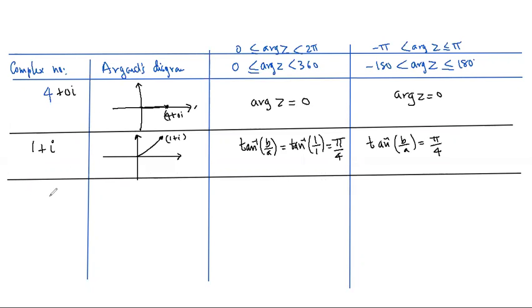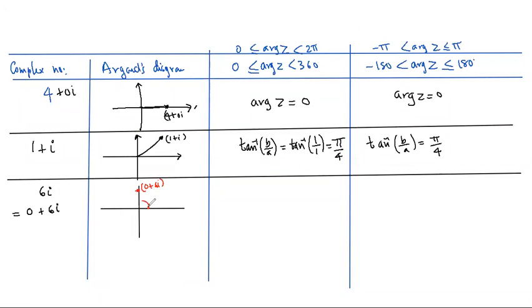Next number is 6i. I explained this to you yesterday also. 6i means 0 plus 6i. Where do you mark 0 plus 6i? It is (0, 6), on the y-axis. The point will be somewhere here, on the imaginary axis. 0 plus 6.